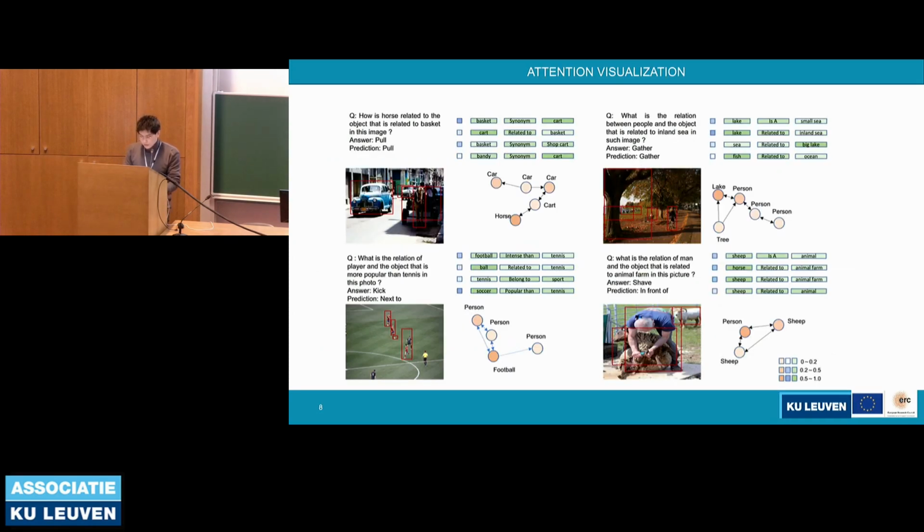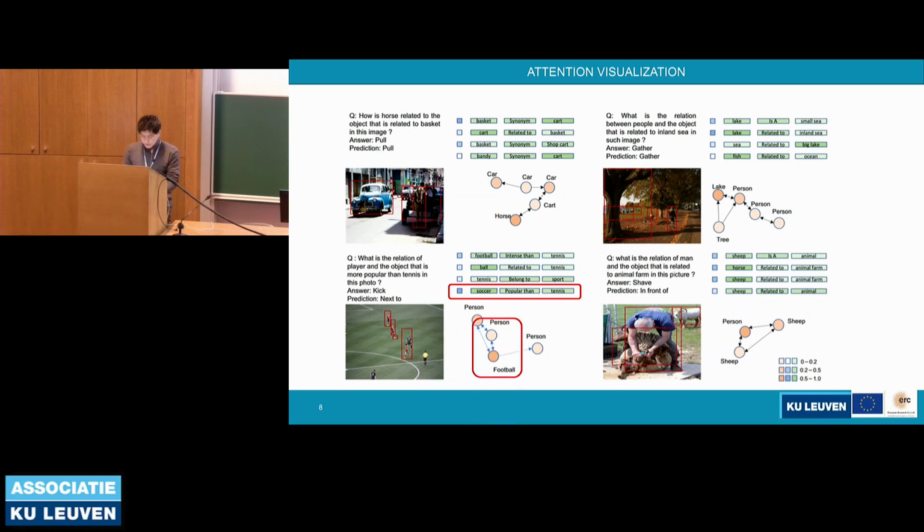Here is some attention visualization of our models. We want to see if our model can do the reasoning in a logical way. Let's take a look at the bottom left sample. Here it shows the attention weights on the knowledge triplets. The question is, what is the relation of players and the objects that is more popular than tennis in these photos? We can see that soccer has the highest attention weight.